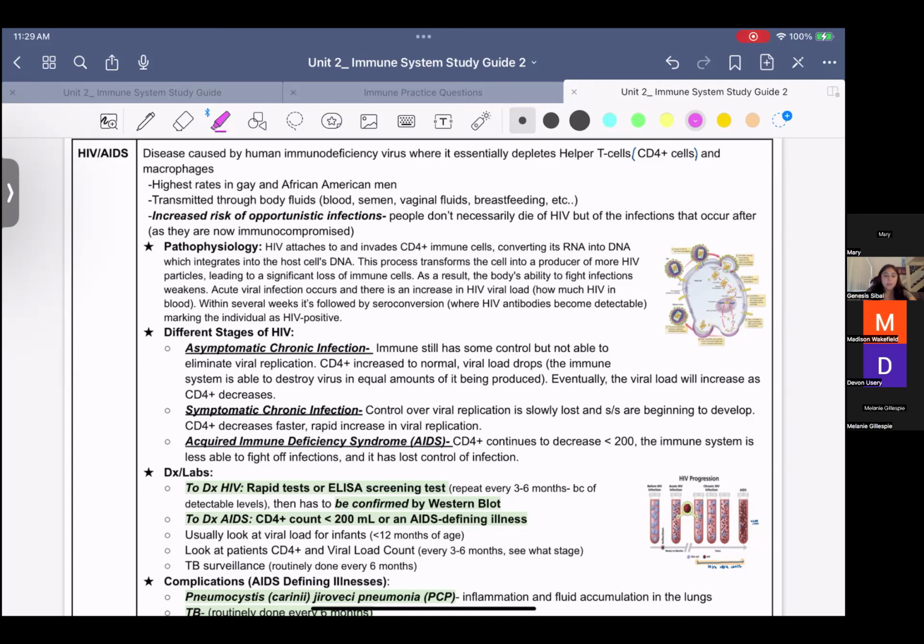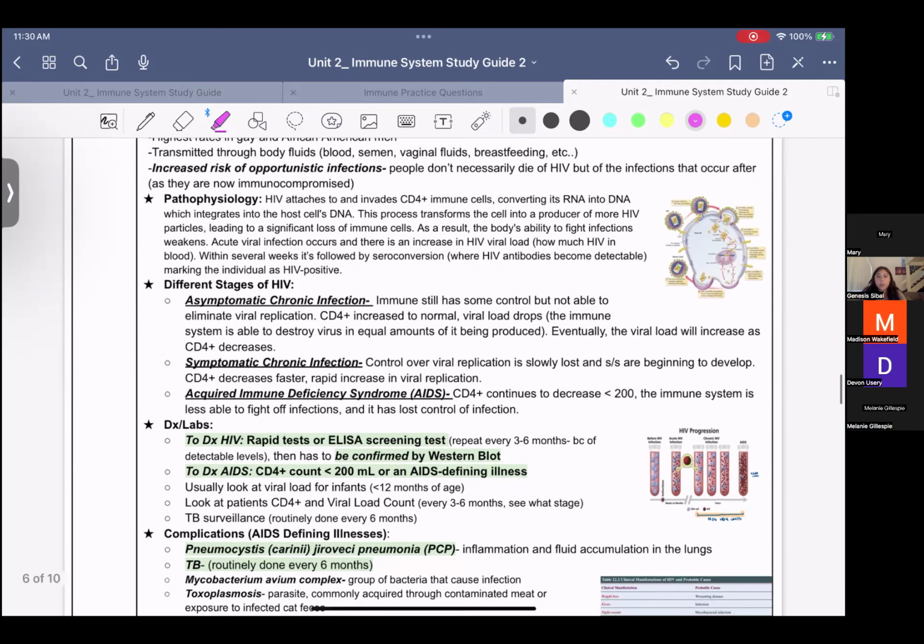So yeah. In terms of transmission, I think we know it's transmitted through bodily fluids: blood, semen, vaginal fluids, breastfeeding, anything like that. So that's why usually for the mom who's pregnant, we want to know if you have HIV.